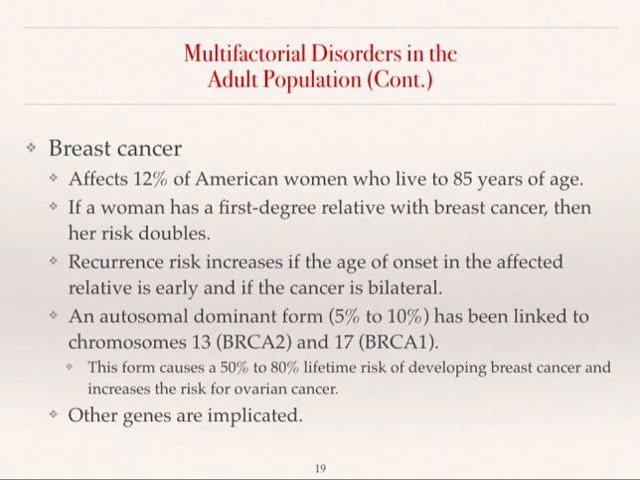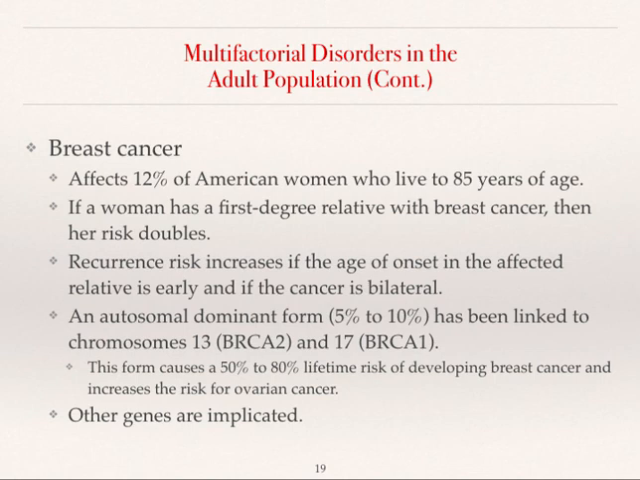Breast cancer is another one, obviously. There's a genetic link there, and I'm sure you've all heard of the BRCA genes. But I should start at the beginning, I'm sorry. 12% of women who live to 85 years of age can have breast cancer. That's a very high rate. Once again, if you have a first-degree relative with breast cancer, then the patient's risk will double. That's very high.